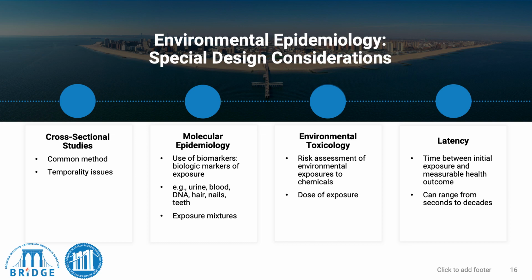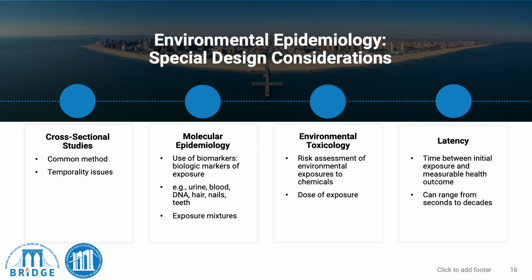Molecular epidemiology is a subfield of epi that is very specific to environmental health. It's actually what I've been trained in, and we are looking at biomarkers in humans. We're thinking about all different kinds of biologic markers. For example, urine, blood, DNA, hair, nails, teeth. There's so much information that can be provided by each of those biomarkers. Some are more invasive than others, and it really depends on the study what would be the best matrix for getting that information that you want from a human.